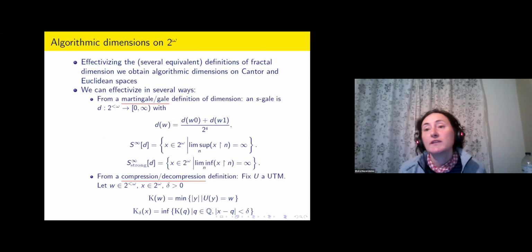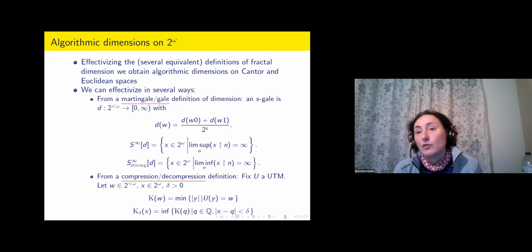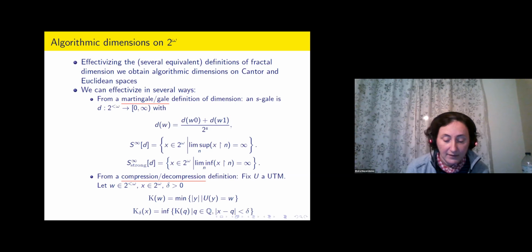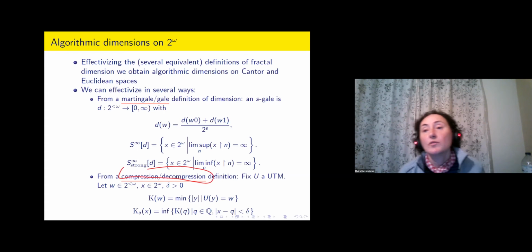Okay, so if you want to effectivize these kinds of notions, let's start doing it in Cantor and Euclidean space. This is what most of you may have seen already. There are several ways. You can use gambling. You can use these martingale or gale definitions. And you can use the compression-decompression definition, which is related to Kolmogorov complexity, or, if you prefer, compression algorithms. At the level of semi-computability, which I will introduce next, you are exactly using the classical prefix Kolmogorov complexity.